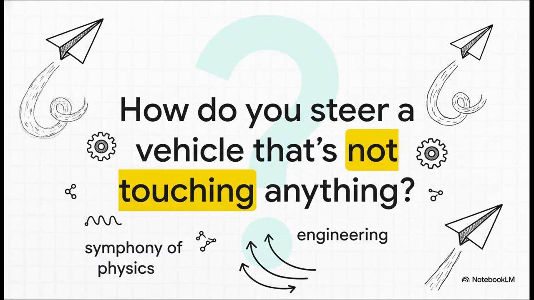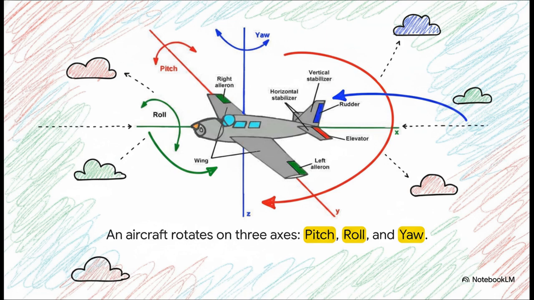But seriously, just think about that for a second. A 70-ton machine moving hundreds of miles an hour with no road to follow and no wheels on the ground. How do you even begin to steer that? It is the fundamental challenge of aviation. And the solution? Well, it's this beautiful symphony of physics and engineering. The secret to all of it lies in three invisible lines that run right through the plane's center of gravity.